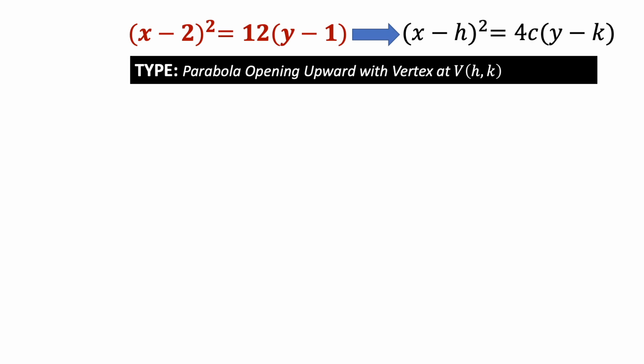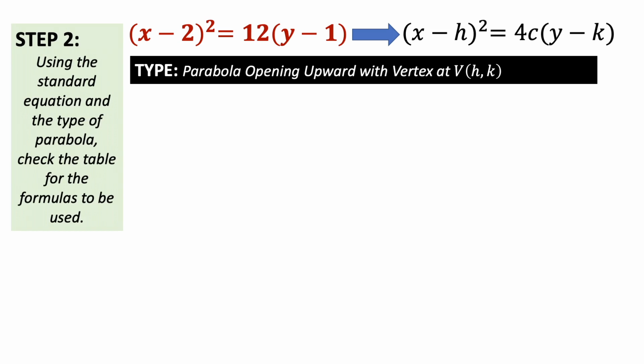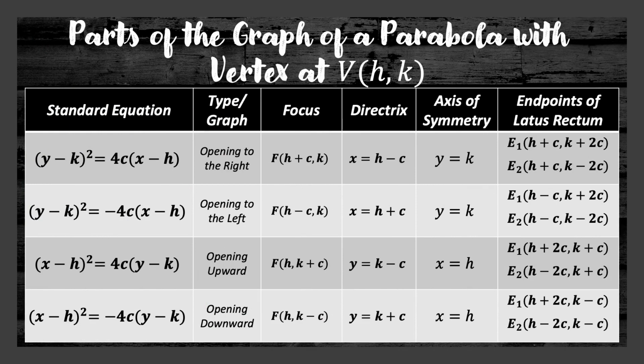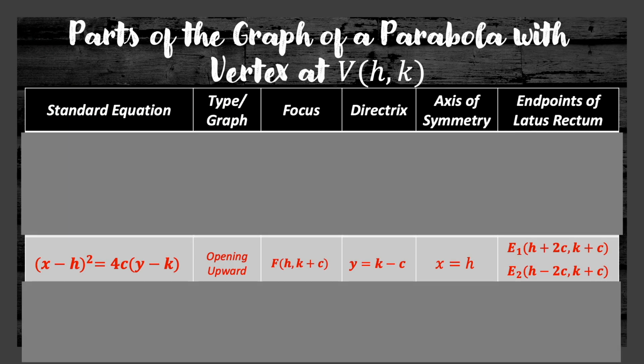Now, we will use its type and standard equation to select the formulas to be used from the formula table. Since our parabola opens upward, we will use the formulas in the third row to sketch its graph. You may observe the presence, addition, and subtraction of the numerical values of h and k to each formula tell us that the vertex and the position of the parabola is no longer at the origin.